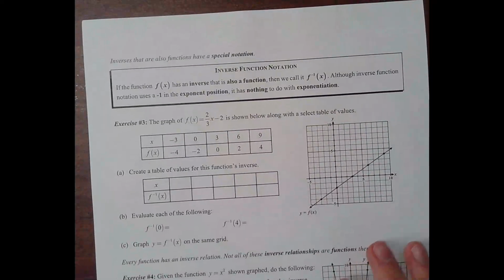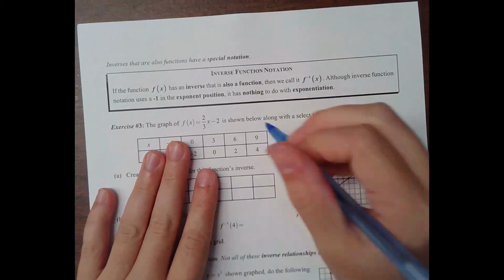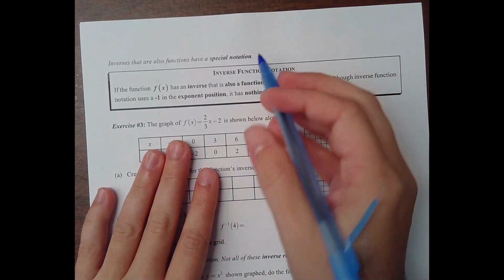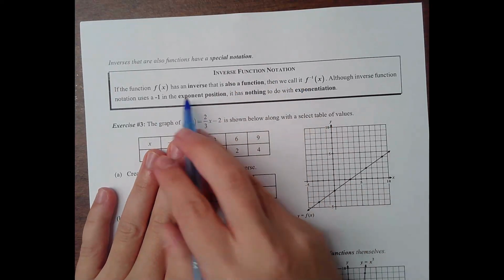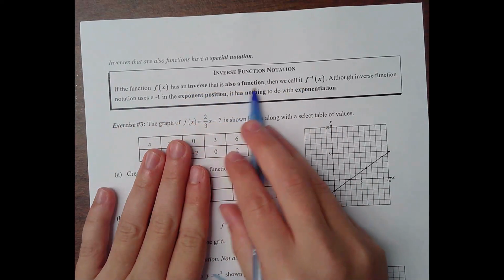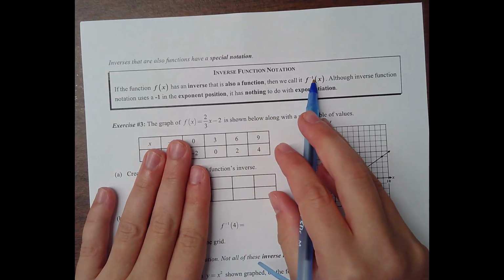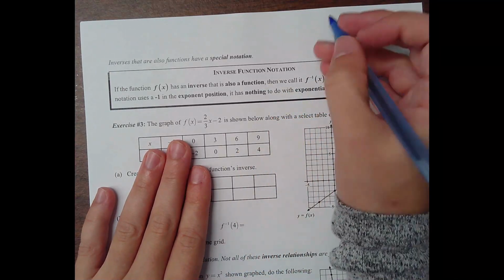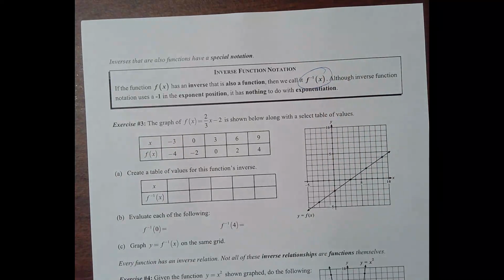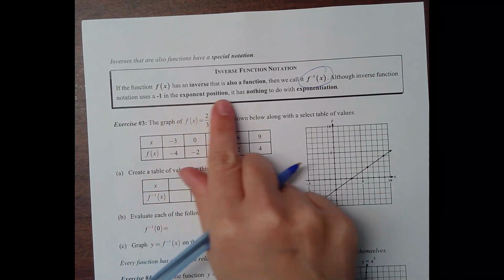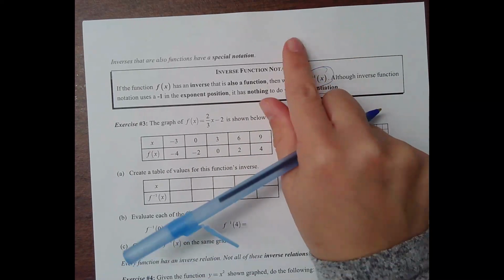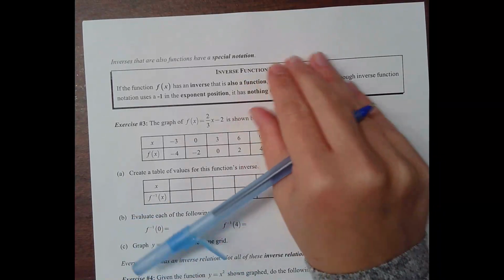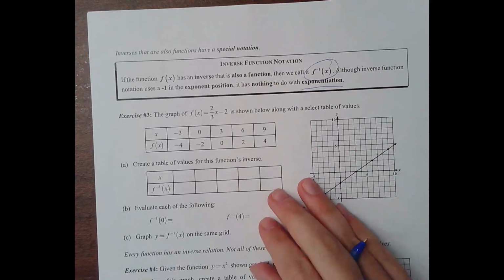All right, so just so you know, when you see inverse functions, there is a special notation for it. If it has an inverse that is also a function, we call it f, with the little exponent negative 1, of x. So this is what we call our inverse function. The negative 1 in exponent position has nothing to do with exponentiation. So we're not applying that, it's just a notation. We're not going to be adding that to anything.